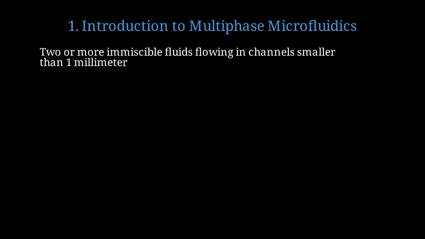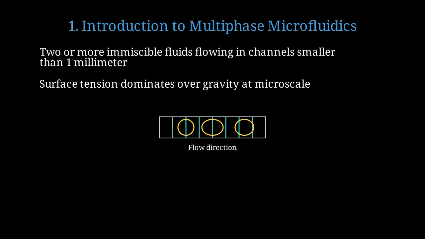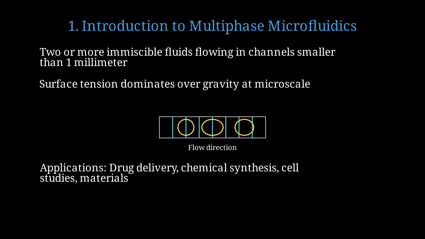Multiphase microfluidics involves two or more immiscible fluids, like oil and water, flowing together in channels smaller than 1 millimeter. At this tiny scale, surface tension forces completely dominate over gravity, creating behavior that seems strange compared to everyday experience. Here we see droplets of one fluid dispersed in another fluid, separated by thin walls of the continuous phase, much like train cars separated by connectors. These systems have incredible applications in drug delivery, chemical synthesis, biological cell studies, and advanced materials manufacturing.